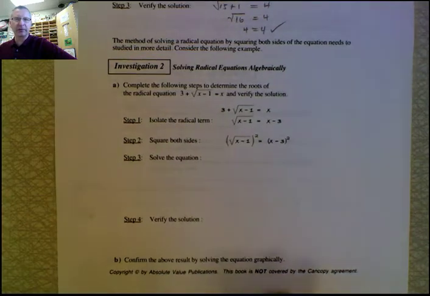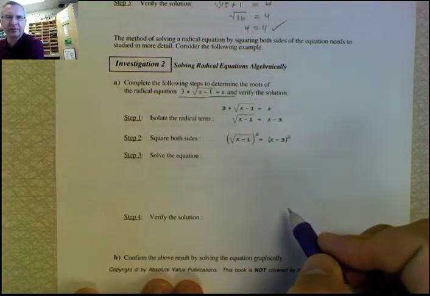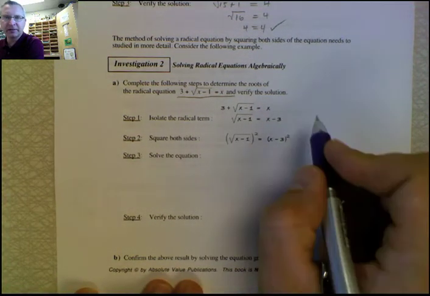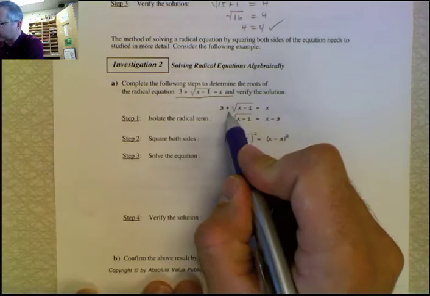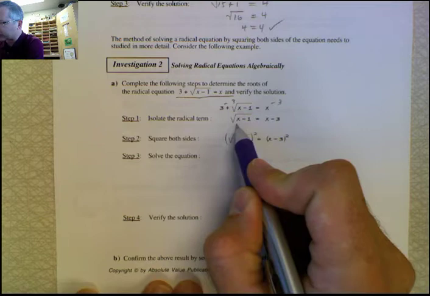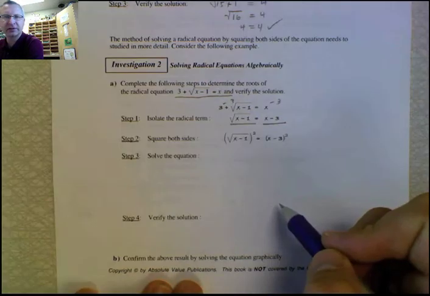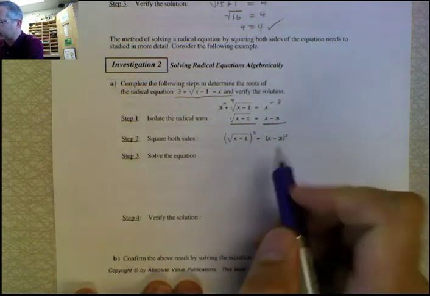Now we're going to look at a little bit more complicated question. We're going to look at 3 plus the square root of x minus 1 equals x. So basically, we're first going to get the radical by itself. We're going to subtract 3 from each side, and you're going to have the square root of x minus 1 equals x minus 3. Now we're going to square both sides.